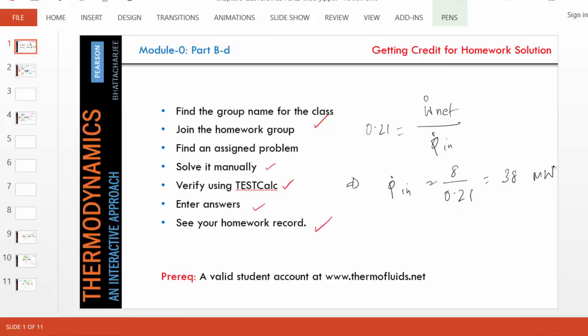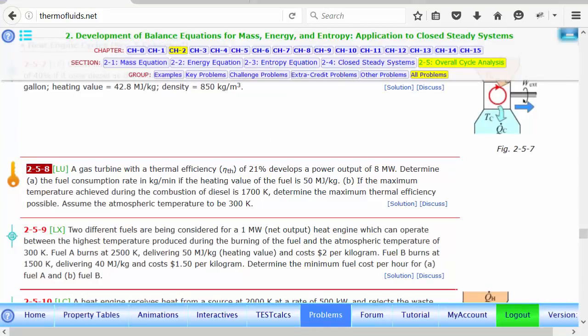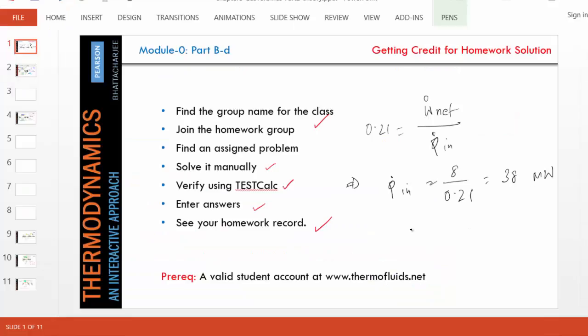So the fuel consumption rate, therefore, if you think about it, is this. Let's go back to the problem: 50 million joules is released for 1 kg of fuel. So if you want to find how much fuel is getting consumed, all you need to do is take this 38 divided by 50, million joules per second over million joules per kg. So we get kg per second of fuel consumption, and multiply that by 60. So we get 45.6 kg per minute.